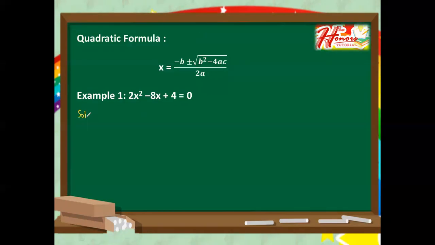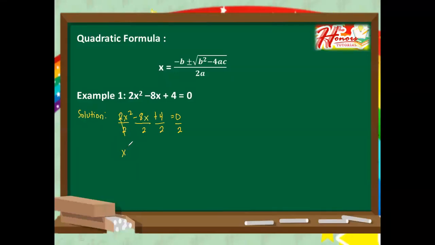Solution. Copy the given first. So that is 2x squared minus 8x plus 4 equals 0. So let us divide now all of the terms by 2. So this is divided by 2, divided by 2, divided by 2, divided by 2. So cancel this.